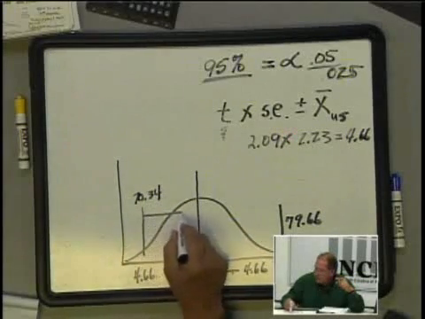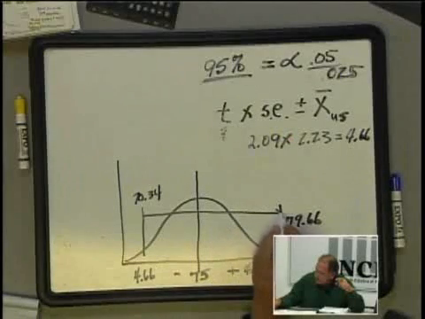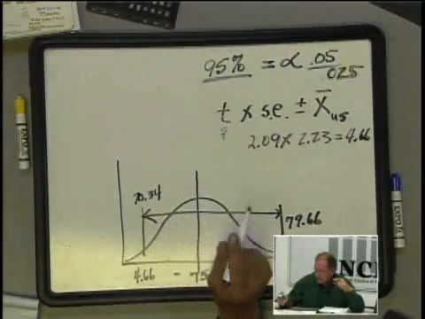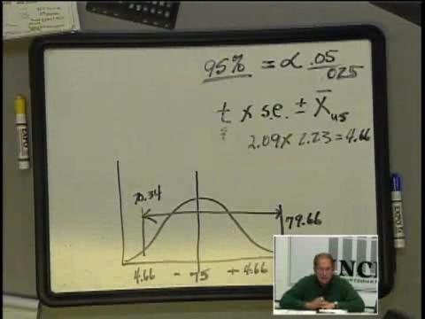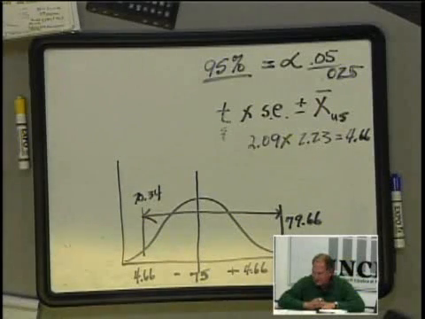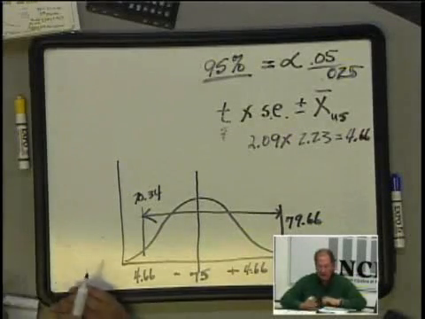Okay, now, what would I say here? I am what? Well, say it out loud. You're 95% sure of being between 70.34 and 79.66. I'm 95% certain that my mean is between 70.34 and 79.66. Make sense? Okay.